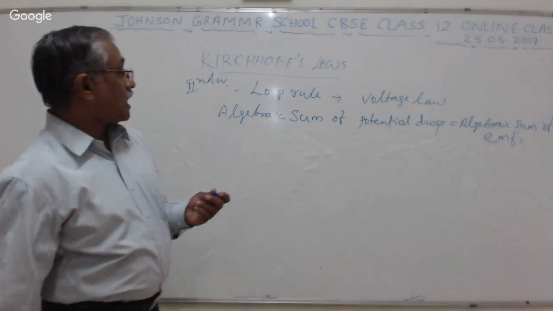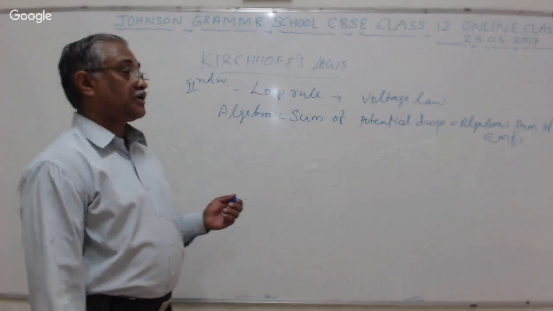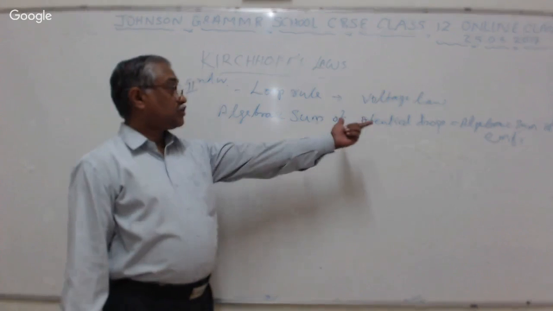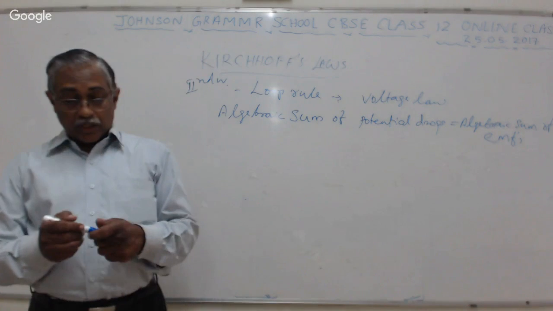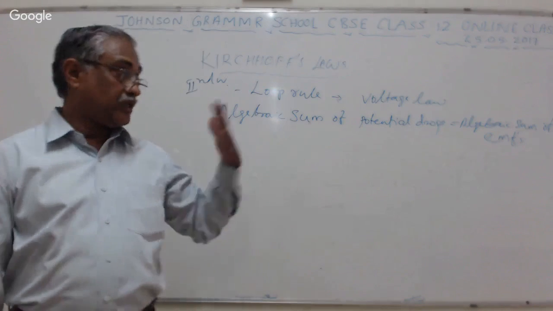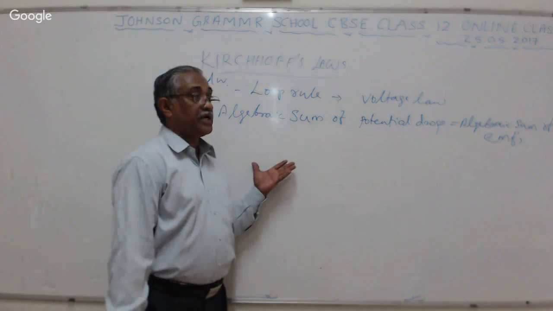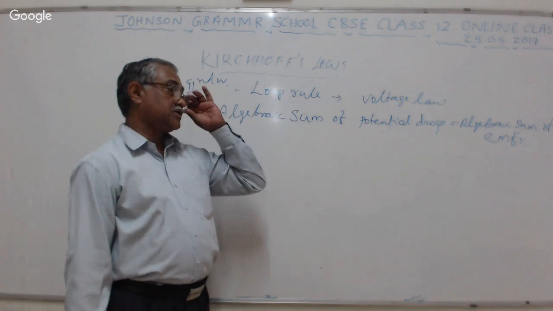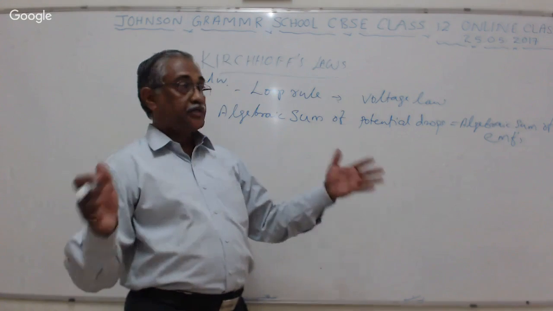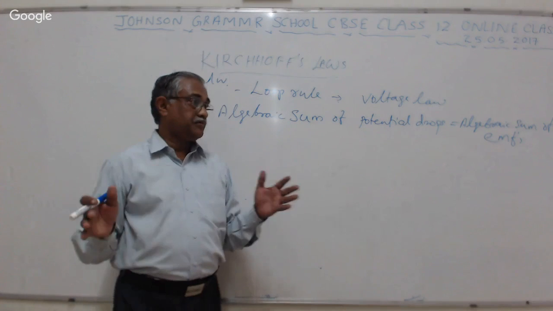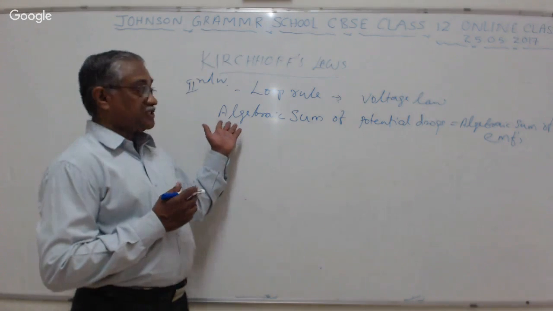So that is, the algebraic sum of the potential drops in a circuit is equal to the algebraic sum of EMFs. In a circuit, we connect an EMF, or a cell, providing current. We can establish a potential difference only with the connection of cells. So what is potential difference after all?